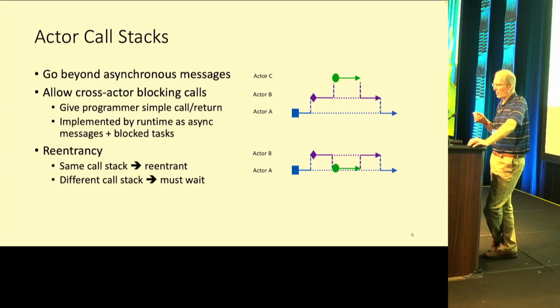And so if these are all different actors, it looks like the picture on the top, but we also want to allow reentrancy. So actors don't allow concurrent execution, but it's often convenient to be able to call back to the actor that called you. And here, this picture on the bottom is showing that, and here we want to allow this. So if the methods are part of the same call chain, same call stack, we want to allow those to continue. If they're from different call stacks, then they'll have to wait for their turn to execute.